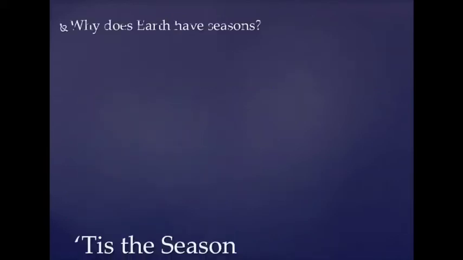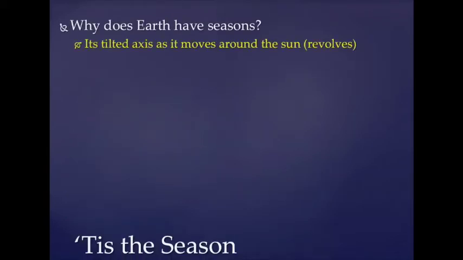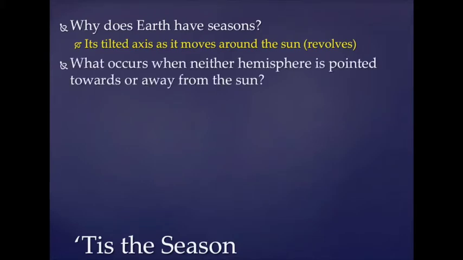'Tis the season is up next. Why does Earth have seasons? Two things: its tilted axis and its revolution. The tilted axis that Earth has plus the revolution is what creates our seasons. What occurs when neither hemisphere is pointed towards or away? We've talked about this previously. It's equal, so we're going to talk about the equinox. You can see the E, Q, U, equal, and equinox.